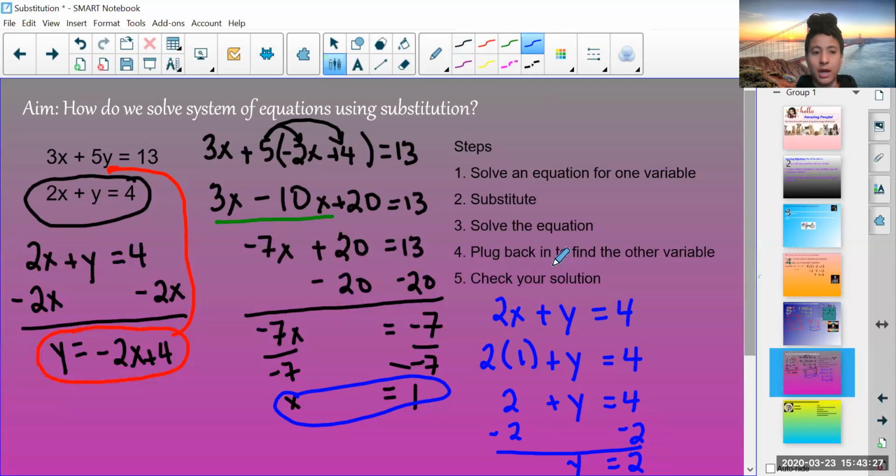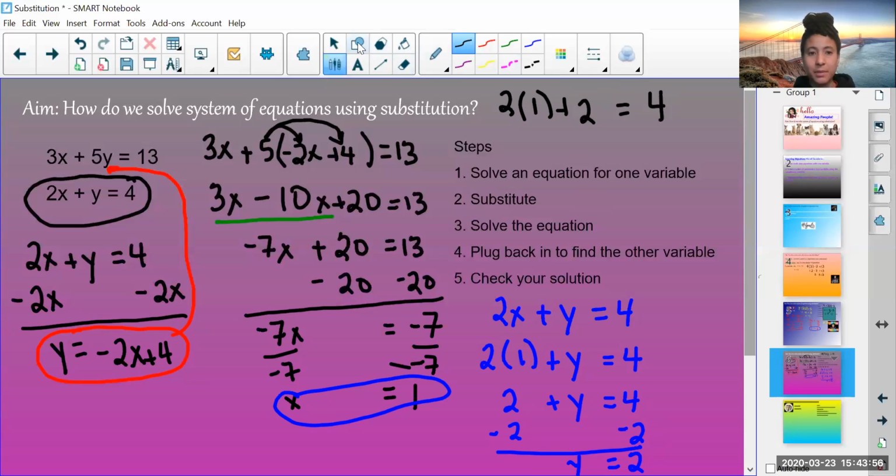Now we need to check our solution. So I'm going to check it up here. I want to use the second one again because it just seems easier to calculate, right? So we have 2 times x, which is 1. Remember, x is equal to 1, plus y, which we now know is 2. And does it equal to 4?